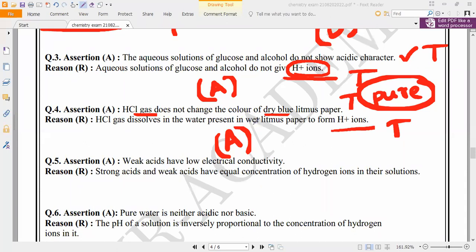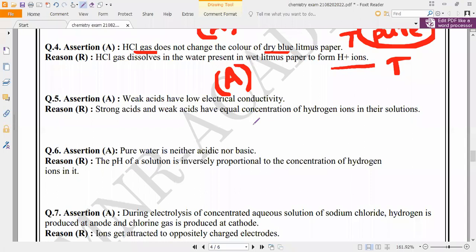Okay. Next, be very, very careful. Next question: weak acids have low electrical conductivity. Strong acids have more electrical conductivity, and weak acids have low electrical conductivity. In the same way, strong bases have more electrical conductivity and weak bases have less electrical conductivity. That is what you should remember. So it is true.